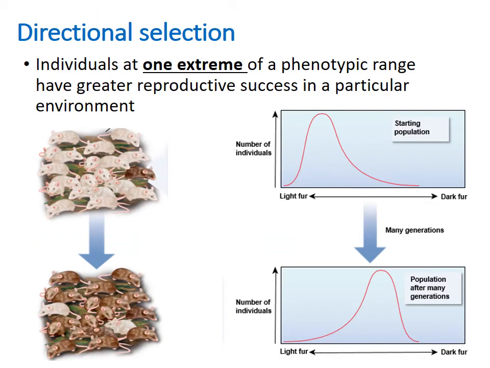So with directional selection, this is when one extreme is selected for. So here we've got a population of white mice with a few brown mice. And for whatever reason, some selective pressure favored brown mice over white mice. So it's moving towards one extreme or another. Perhaps it was originally a snowy habitat, and then there's not as much snow, so now the brown mice are favored.